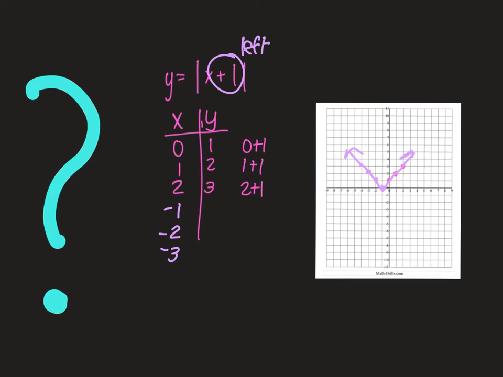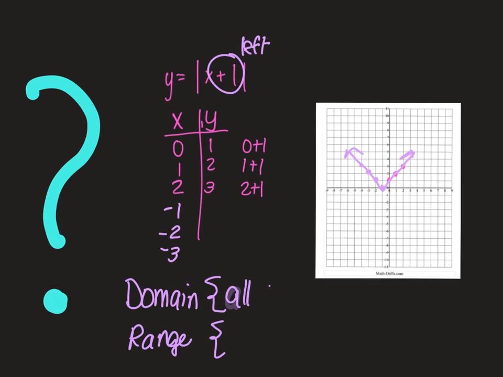Something we haven't talked about is domain and range. We need to talk about that. What is the domain of this picture? What is the range of this picture? Domain is x's. So if I look on the x-axis, will there ever be an x that doesn't work? No, because eventually this is going to go forever and it's going to hit every x. So all real numbers work for the domain.